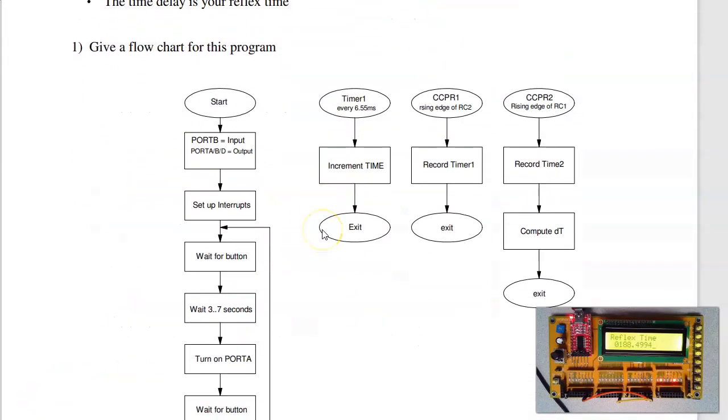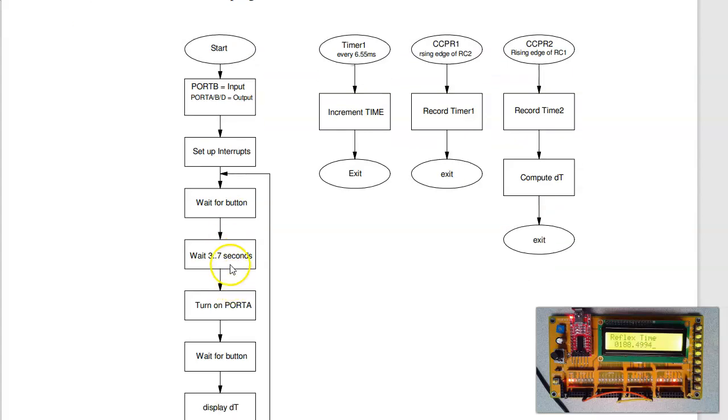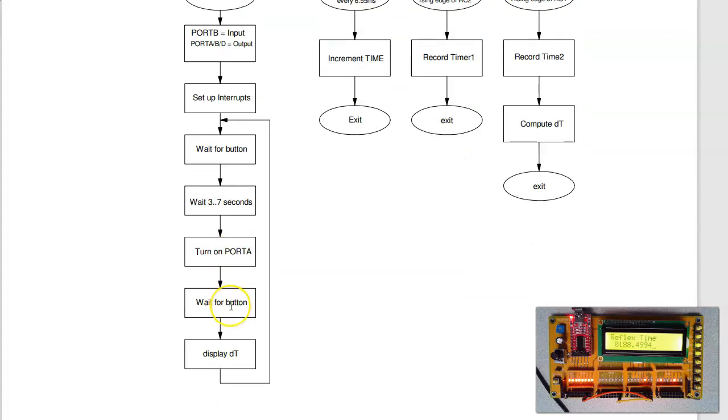Okay, how do we do that? Well, I'm actually going to use 3 interrupts plus the main routine. What that means is you actually have 4 flowcharts running. On reset, the main routine sets up the interrupts and waits for a button, like here. I hit the button. I then wait 3 to 7 seconds. The lights on port A turn on, like right now. I wait for the button to be pushed. When I push it, display the time difference, repeat.